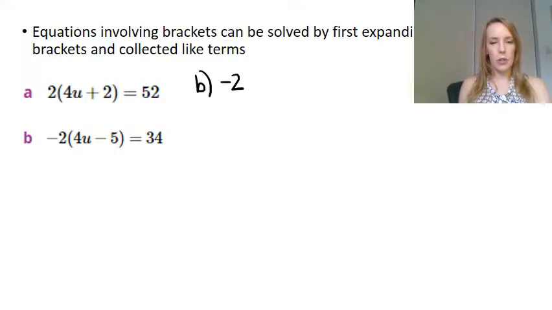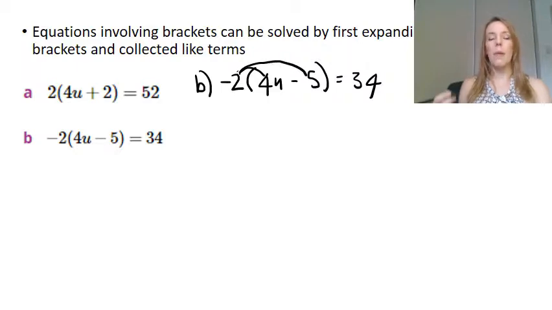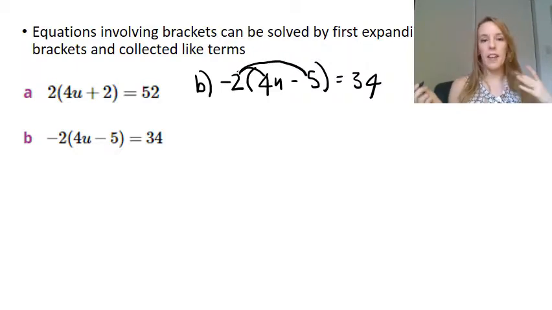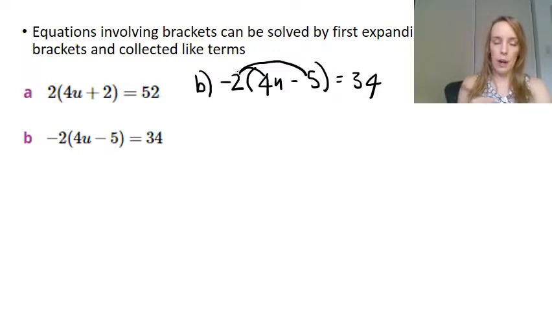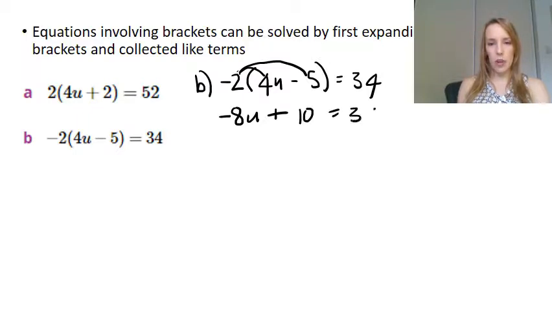So negative 2, 4u take 5 equals 34. Okay, so we're going to apply our distributive law and apply that -2 to everything inside the brackets. So -2 times 4u is going to be a negative number because negative times a positive is a negative. So -2 times 4 is going to give us -8u. And negative times a negative is a positive. So 2 times 5 is 10 equals 34.